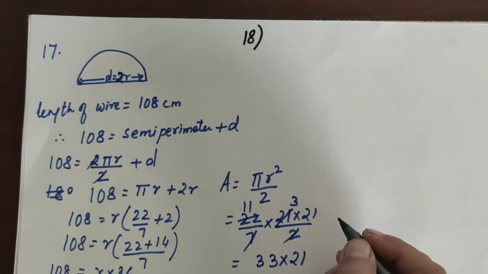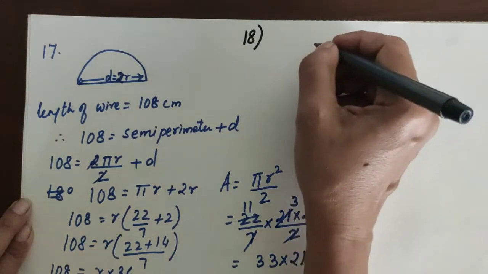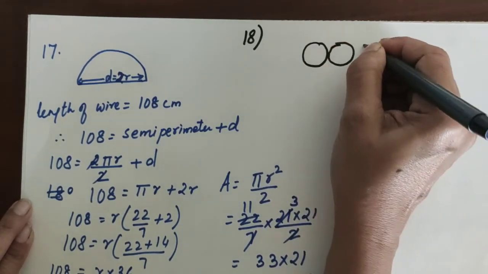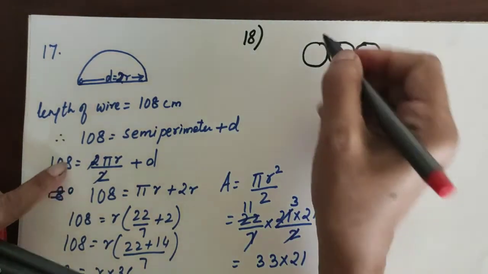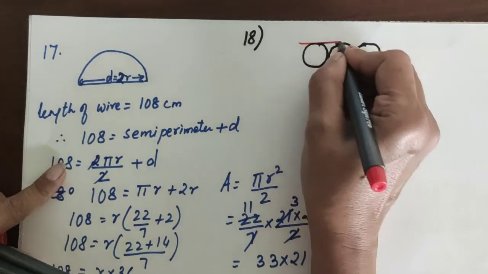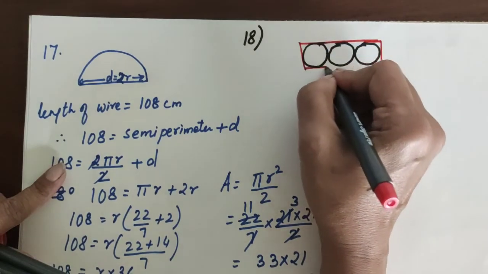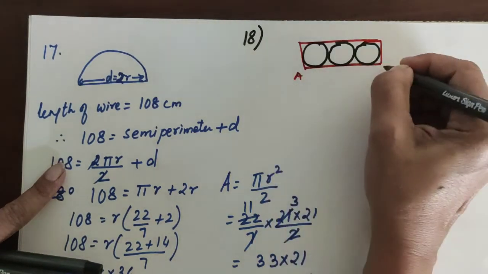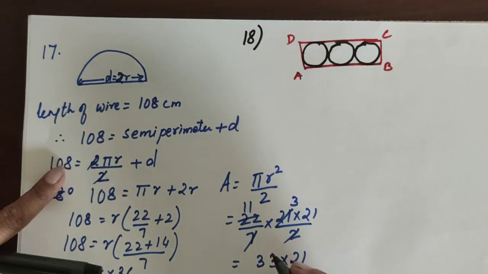First let us draw the figure. There are 3 circles side by side and inside a rectangle. So first I will draw the 3 circles, and then there is a rectangle on the side, like enclosed. So this is the rectangle, somewhat like this, named as A, B, C, D. You have to find the area of the shaded portion.